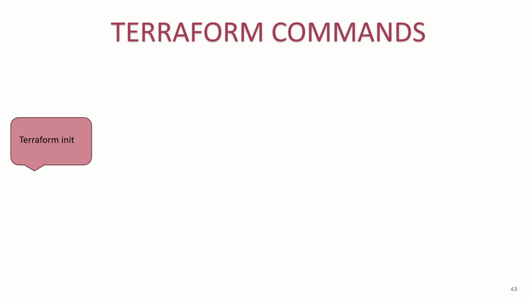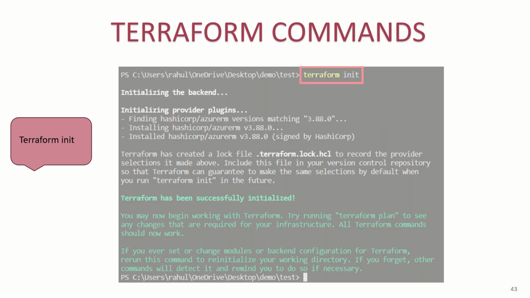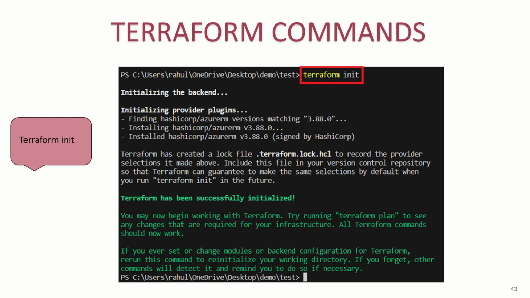Okay, the third command is the Terraform init command. This is the main command that we have to run. When we write Terraform init, it says initializing the backend, initializing the provider plugins. Here we can see we have given things related to AzureRM. It is matching the version 3.88.0, and installing that particular provider version. It is also saying that Terraform has created a lock file, .terraform.lock.hcl, to record the provider selections it made above. Include the file in your version control repository, so that Terraform can guarantee to make the same selections by default when you run Terraform init in the future.